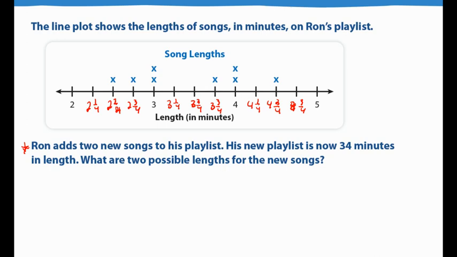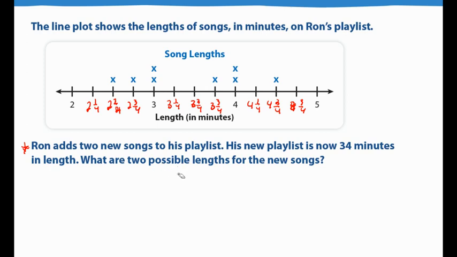So first thing that we're going to have to do is add up all of these numbers to figure out how long it is. And it's not going to be 34 minutes because it says Ron adds 2 new songs for it to be 34 minutes. So we've got to figure out what all of those are first and then figure out how much time it is from that until 34 and then kind of go from there. And then I also want you to understand this word right here, possible lengths, which usually tells us that there's going to be more than one answer here.